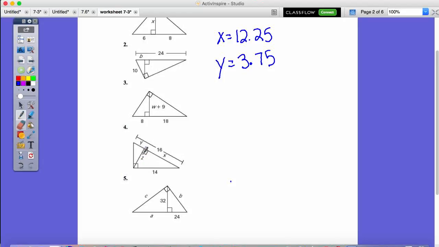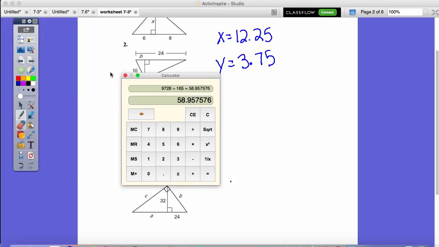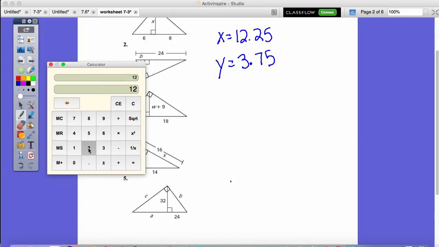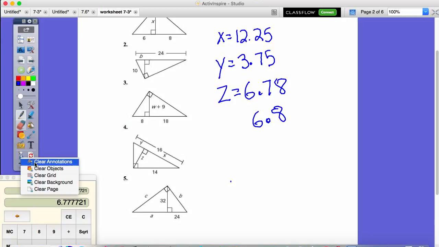And then Z, the altitude, is the geometric mean of the two parts of the hypotenuse. So I'm going to use a calculator on screen here so you can see what I'm doing. I can take 12.125 times 3.75. That equals that number. Take the square root of it, and I round to 6.8 for Z. Do 6.78 or 6.8, depending upon how I ask you to round. And that's that problem.